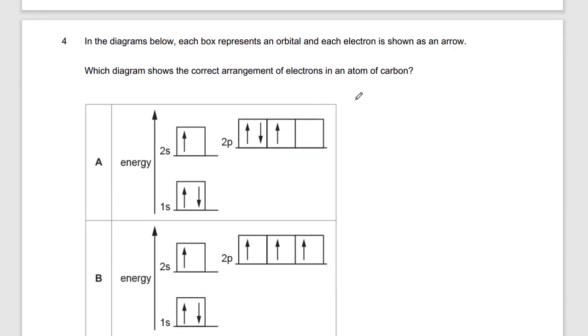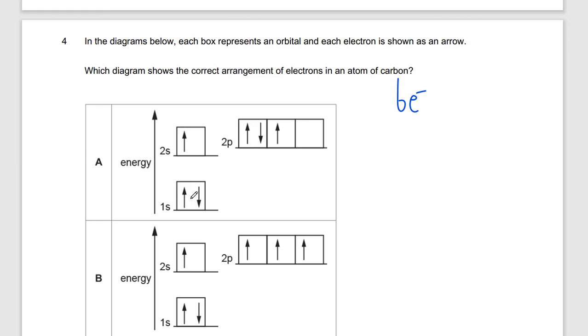Right, final question then, I'll quickly run through this one. In the diagrams below, each box is an orbital and every electron is shown as an arrow. Which is the correct arrangement in an atom of carbon? So at this point, it's basically spotting the error. We know that carbon has 6 electrons. That's our first test. The best way to go about this is to go through the answers and figure out if they're right or wrong. You should hopefully see from first glance, this is not going to be a hard question.